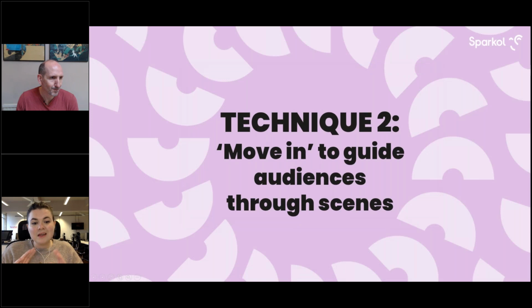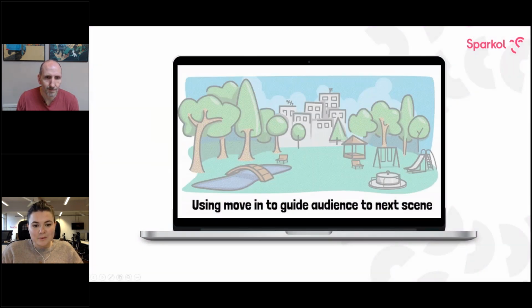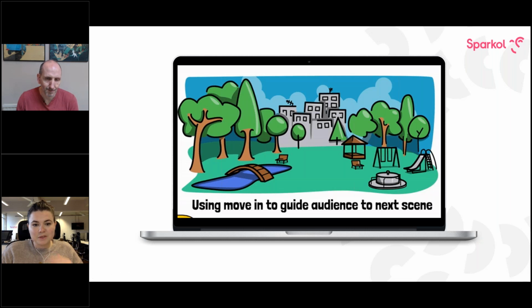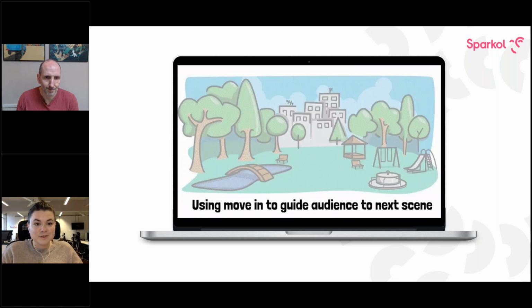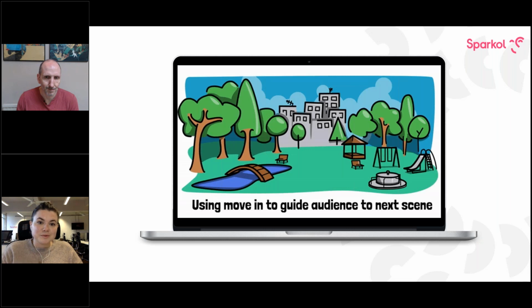For the second one, we're talking all about moving elements in to help guide your audience through the scene. So the example we have is a hot air balloon that will come in from the bottom of the screen and basically guide the viewer's eye up into the next scene. And obviously there's no harm in having your scenes move through without any of these elements. You can just set the camera to a different place to move through.